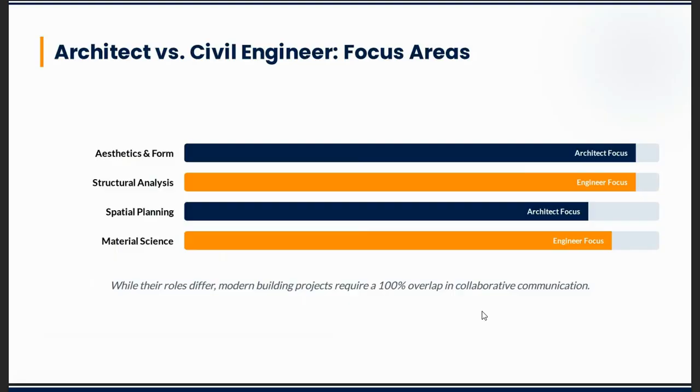So, the main area: where does the architect versus the engineer focus? Aesthetics and forms, architect. Structural analysis, engineer. Spatial planning, architect. And material science, engineers.